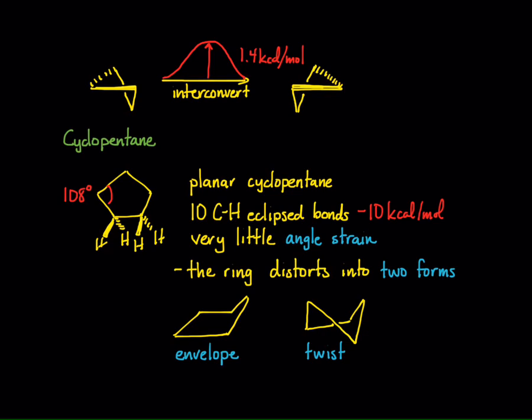So this minimizes torsional strain even further, such that you have very little eclipsed bonds that are associated with cyclopentane. So this happens to be the lowest energy conformation, the twist does. Again, model kits are ideal for looking at this type of situation.